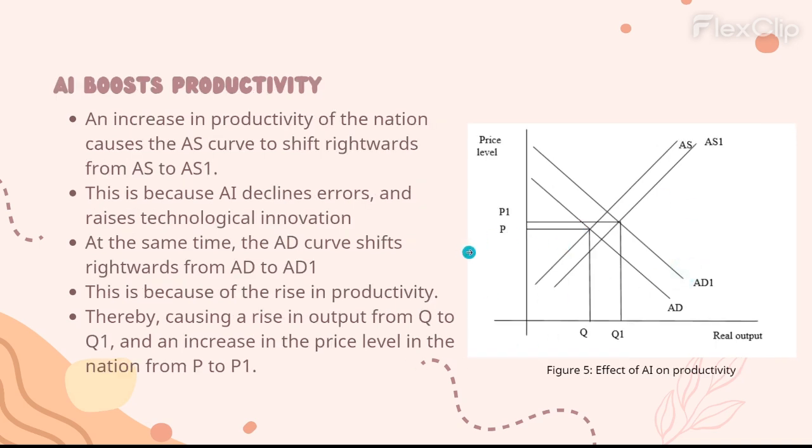Slide 8 represents that AI adds to the productivity in the nation. It highlights that AI causes a decline in errors along with increased technology involved in the nation, which helps to boost the productivity in the nation. This rise in productivity reduces the cost, which further leads to a reduction in price, along with higher consumer spending adding to economic growth. It highlights that it will lead to fluctuation in the AD and AS.